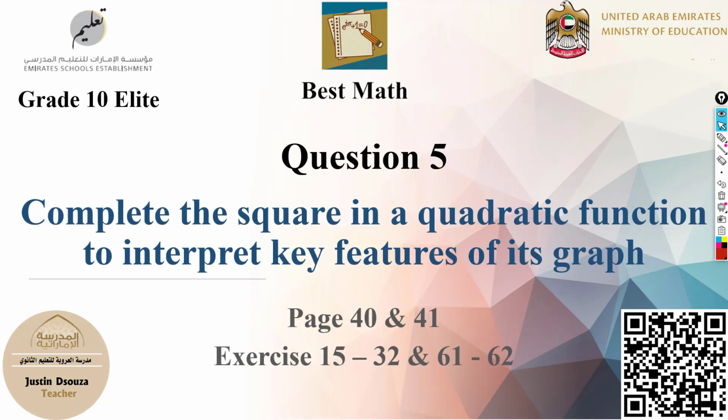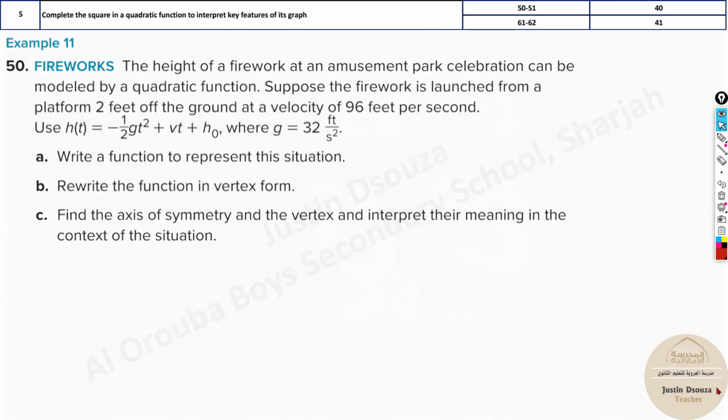Moving to question number 5, it is to complete the square in a quadratic function. This is called the completing the square method. We will learn about that, and then to interpret key features of its graph. Now here you have real world problems and you have to do 3 questions. I don't know how exactly it will be asked in your exam, because this is MCQ. You might be asked any one of these.